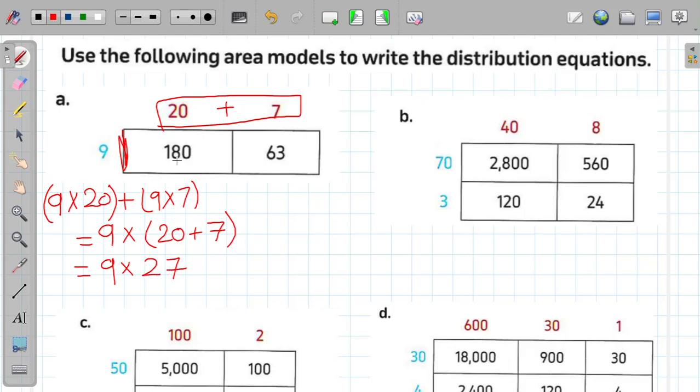Okay, but here I have 180 plus 63 equals 243. So this is the final result. Okay, so the distribution equation is like this.